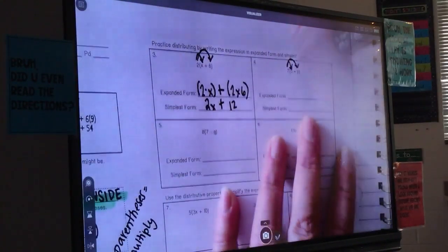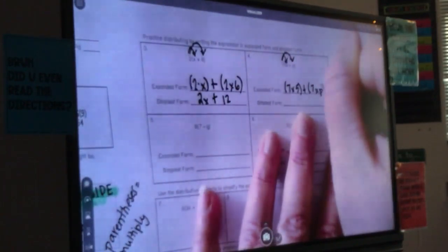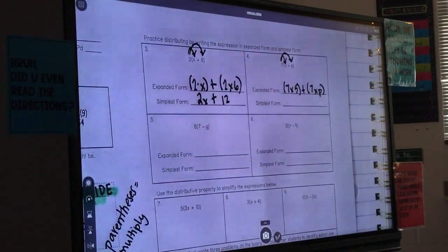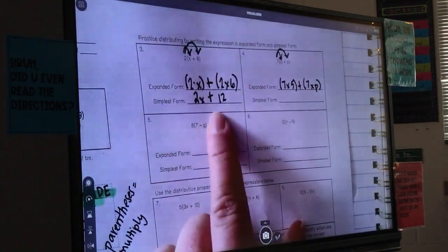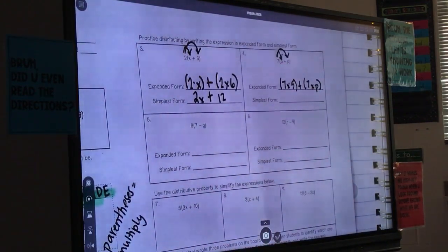We're going to distribute our 7 in, and we're going to do 7 times 5 plus 7 times p. So go ahead and write the simplified form of 7 times 5 plus 7 times p, and then give me a thumbs up. The simplest form. Just like we did here, you're writing it the same way over there.